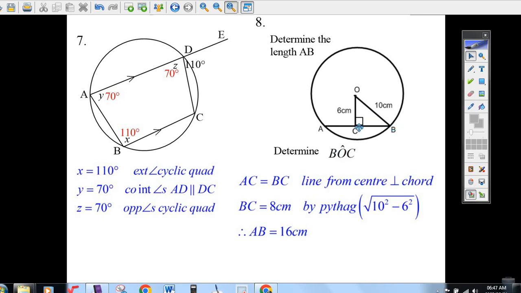Well, now we've got BC is 8. But these AC and BC are equal to each other, so all the way from A to B must be 8 plus 8. It must be 16 centimeters. And you can just put, therefore, AB is 16 centimeters, because we've got that AC and BC are the same. So you don't have to explain anything more than that. It just sort of follows.